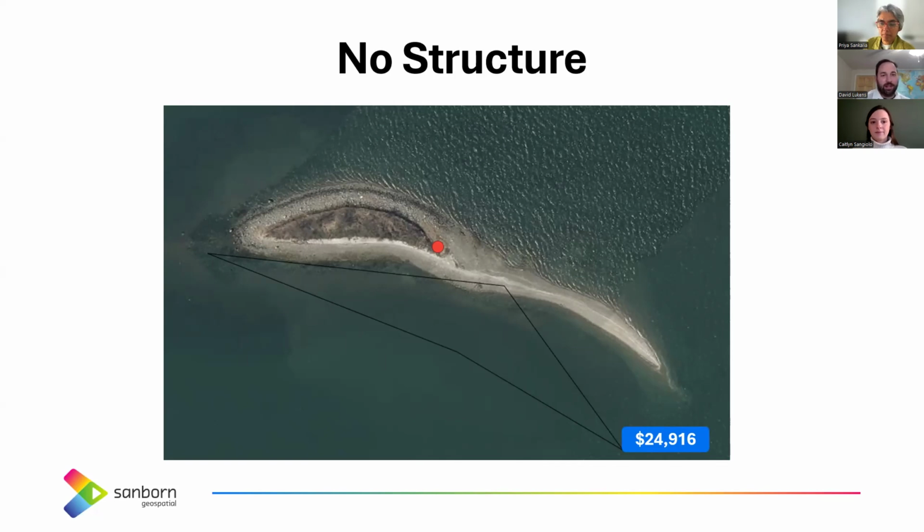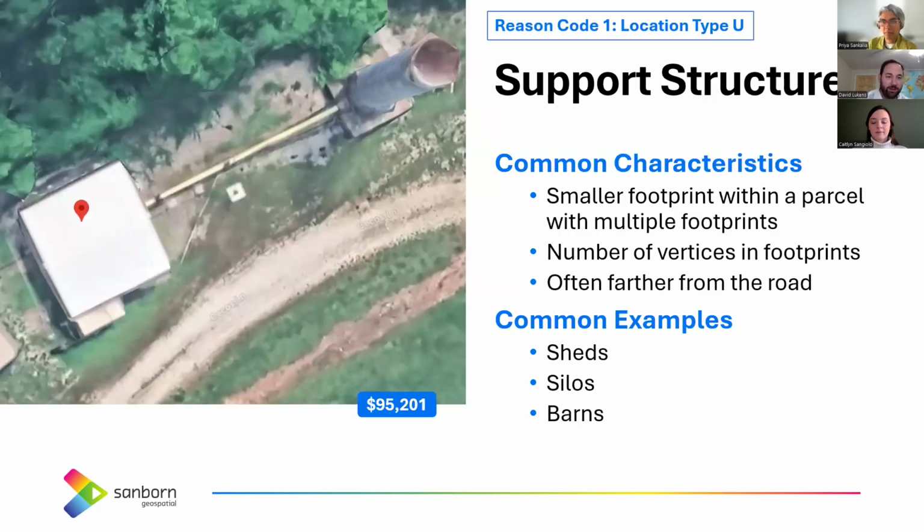and go ahead and list that as reason code R, or location type R. Then, like we showed before with the extra structures in the parcel, there are other types of support structures as well that fall under location type U. And so we'll see things like sheds, silos, barns, and these are sometimes difficult to identify because they might be a very similar size to a farmhouse.